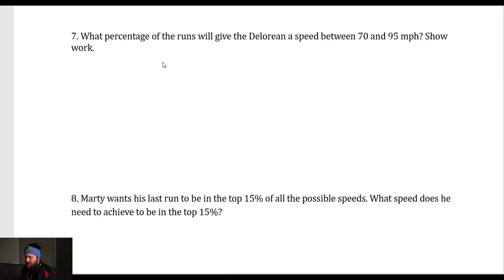So, what percentage of the runs will give the Delorean a speed between 70 and 95 miles per hour? Show your work. Well, we already know what our mean is, what our standard deviation is, and what we need to do with it, right? But we need to draw all these fun things to get this labeled out. So, we know that we need to get between 70 and 95, okay? So let's go ahead and put this in here then.